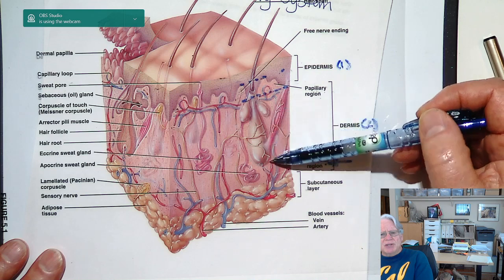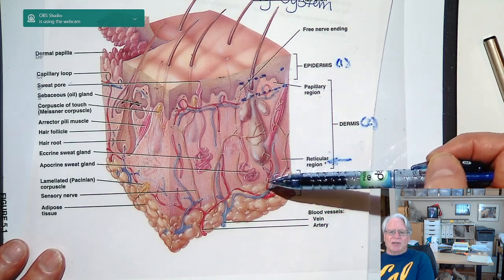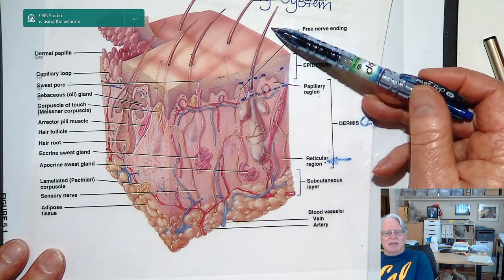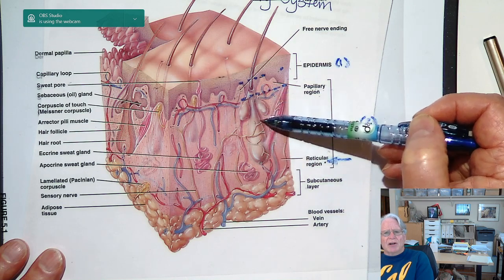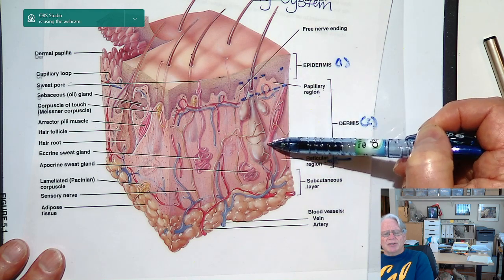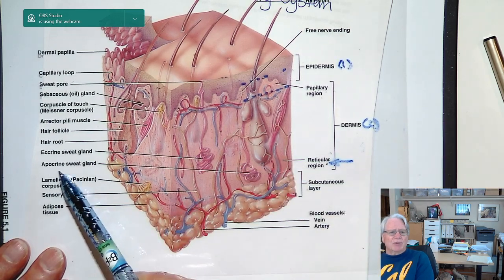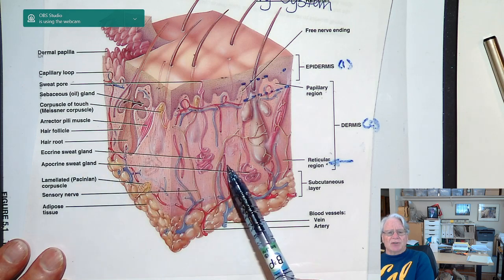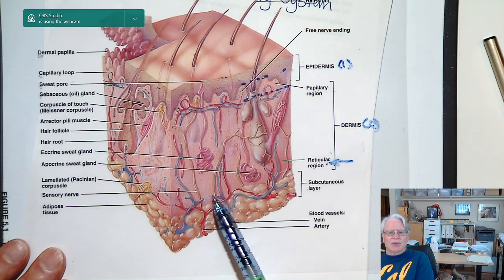But within the dermis, we get more structure in the sense that we have more things going on. For example, you'll notice that the hair and the structures associated with the hair are all found in the dermis. We also have some glands, so the apocrine glands, eccrine glands, and all the other structures that are associated with the blood vessels and so forth and so on.